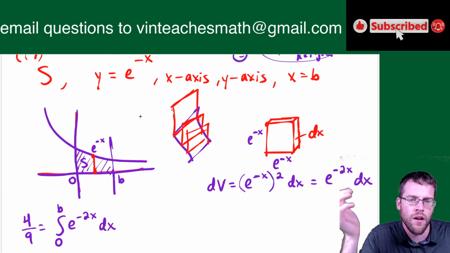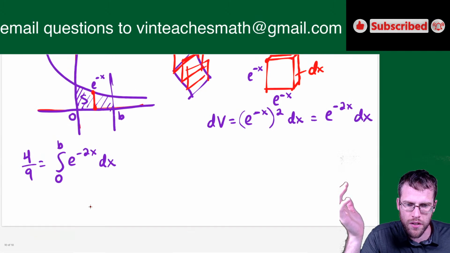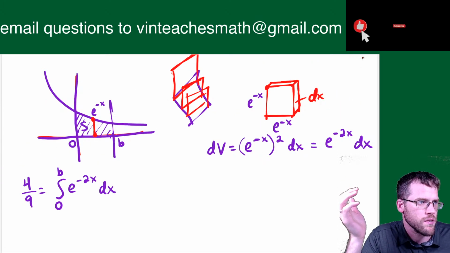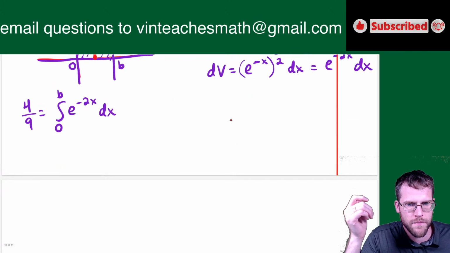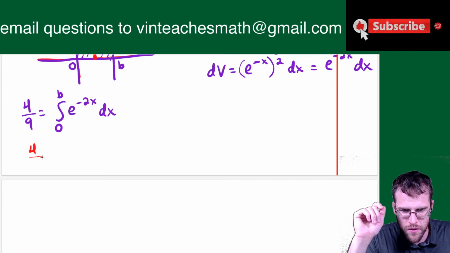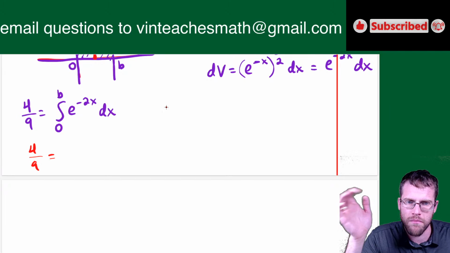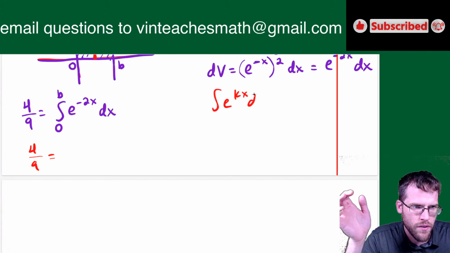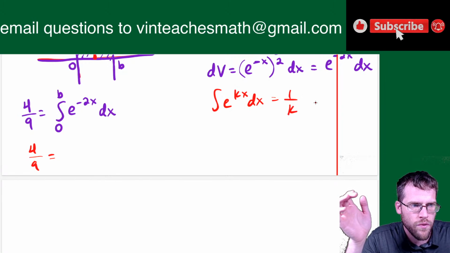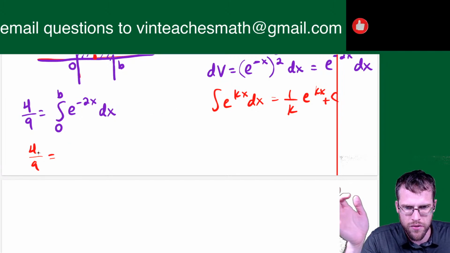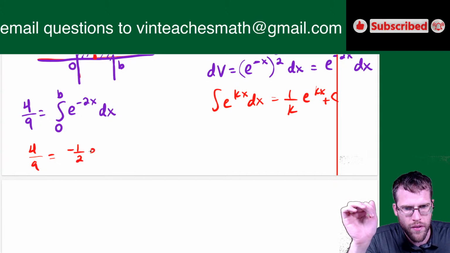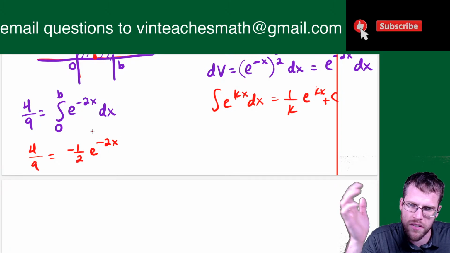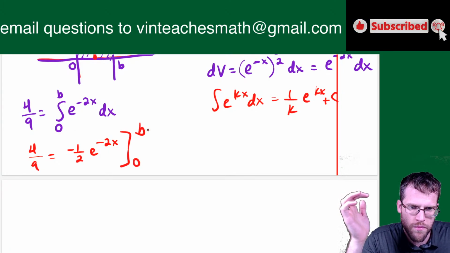So now we just have to do the fundamental theorem of calculus part 1 on the other side. I've got to add a page since we're running out of space. Now I'm going to leave the 4/9 alone, but on the right side, the antiderivative of e to the minus 2x, just know the antiderivative of e to a constant times x is 1 over the constant, e to the constant times x, plus c if it was indefinite, but this is a definite integral. So this is -1/2 e to the minus 2x. I could write plus c, but it's a definite integral, so it's not necessary. And then from 0 to b.